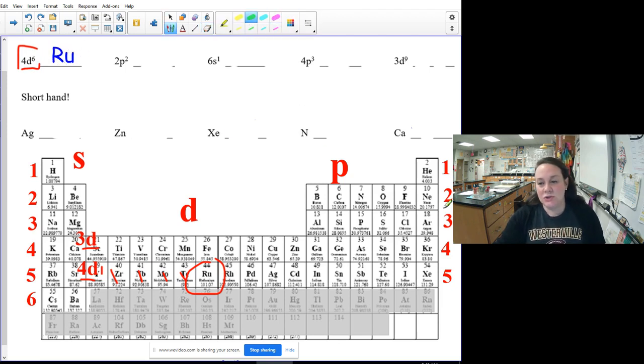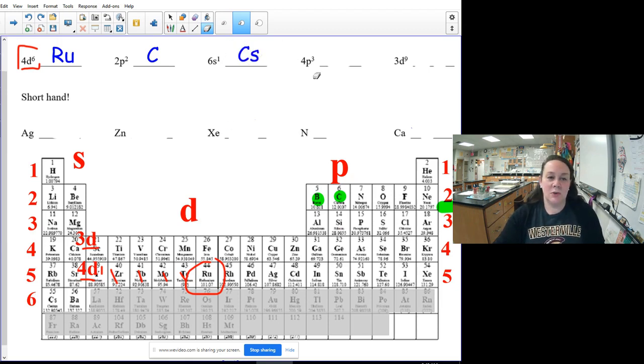2p2. All right. 2p: 1, 2. That's carbon. Be careful not to call it silicon, because remember you start with 2p, not with 1p. 6s1 is going to be cesium, and so on and so forth. You also will want to know how to do the shorthand, which is exactly the same. It's just the opposite of what that was.